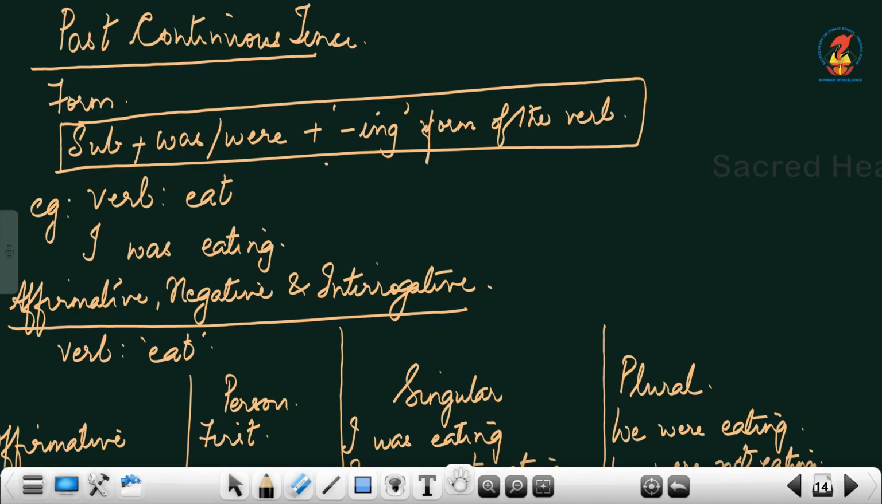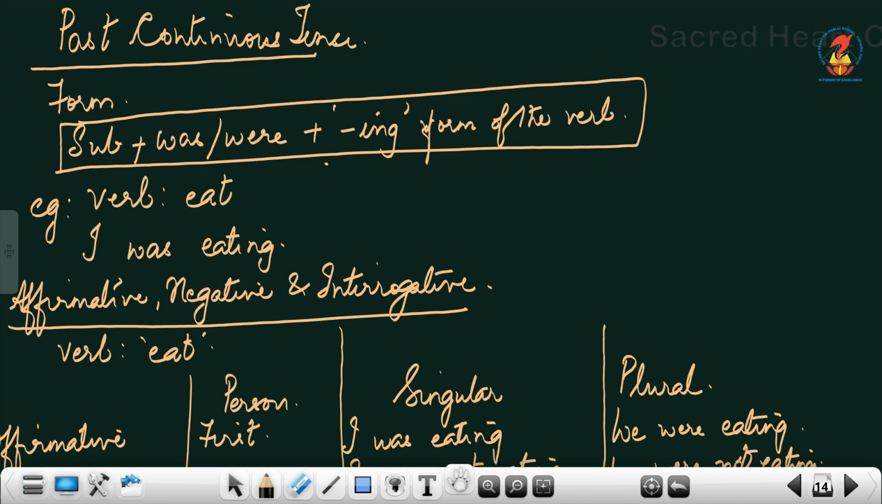You are going to express it as subject plus was or were plus the ing form of the verb. Now, given that your verb is eat, how will you remember continuous? When anything is continuous, you always have to remember that the verb is going to end in an ing form. So, for example, if your verb is given as eat, I was eating.